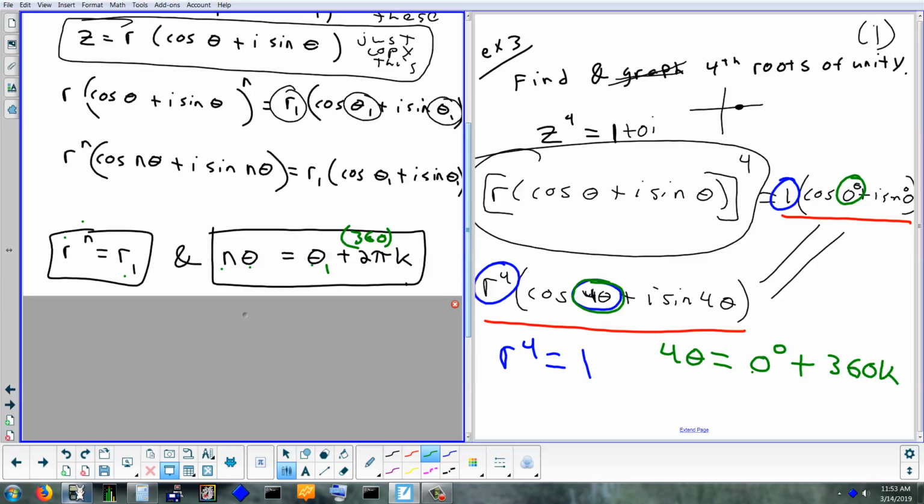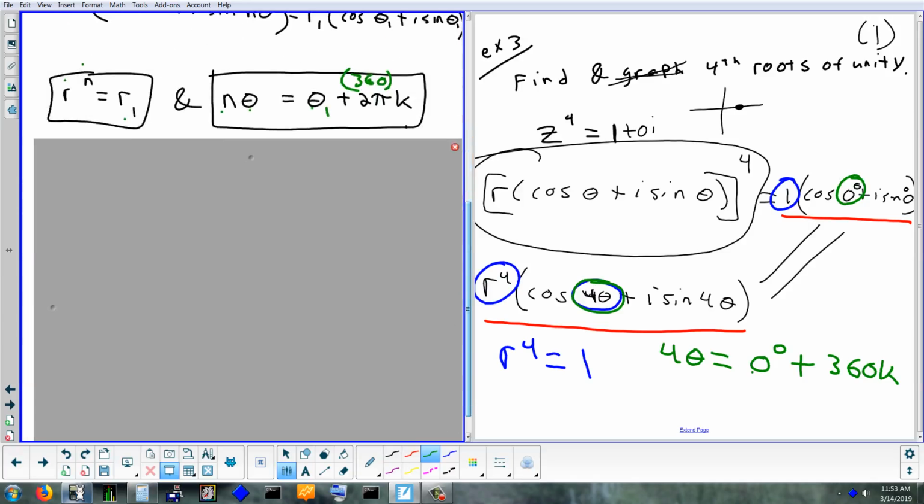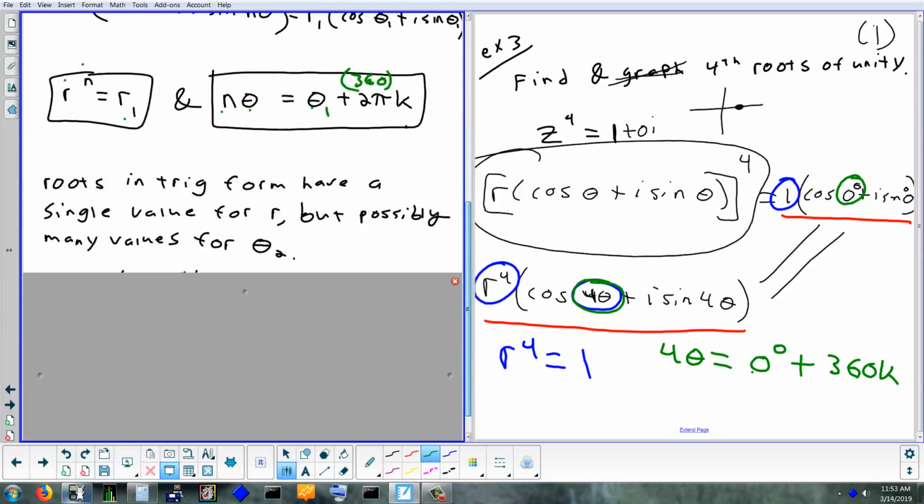Now the easy part, this part gets kind of repetitive. We have to write all 4 answers. So remember, roots always have a single value for r. Whatever the radius is, that's going to be the same. The way you get the 4 different answers is the angle is different. The radius is not, but the angle is.